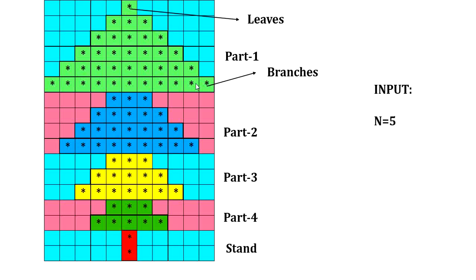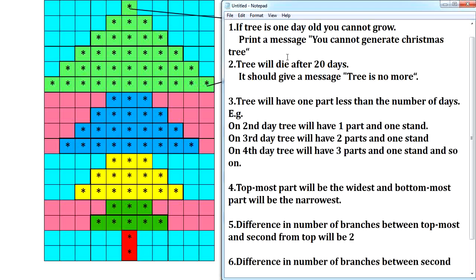Whenever we speak about a Christmas tree, it contains parts and a stand. Now let us compare this picture with the rules they have given. Two rules we are clear with: your number of days should be greater than 1 and less than or equal to 20. These are the first two rules they have given.